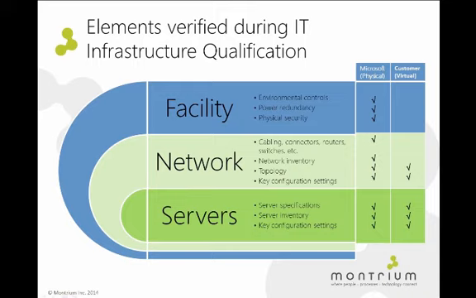So the following slide depicts elements that are typically verified as part of the IT infrastructure qualification. We have different components of the IT infrastructure, which include the facility, where we verify things like environmental controls, humidity, temperature, power redundancy, physical security. And we have the network, where we can be verifying cabling, connectors, routers, switches, the network inventory, the topology configuration, and any specific configuration settings.